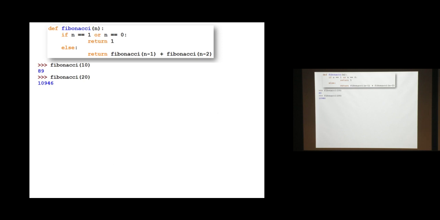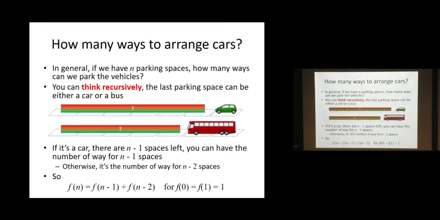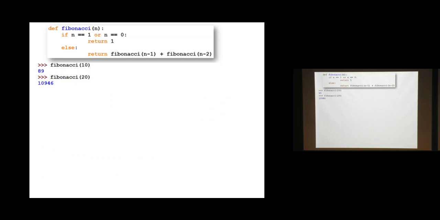Fibonacci: if n is equal to 0 or n equals 1, you return 1. That's what it says here, right? Otherwise, you call yourself: Fibonacci of n minus 1 plus Fibonacci of n minus 2. You add them up, and that's the answer.